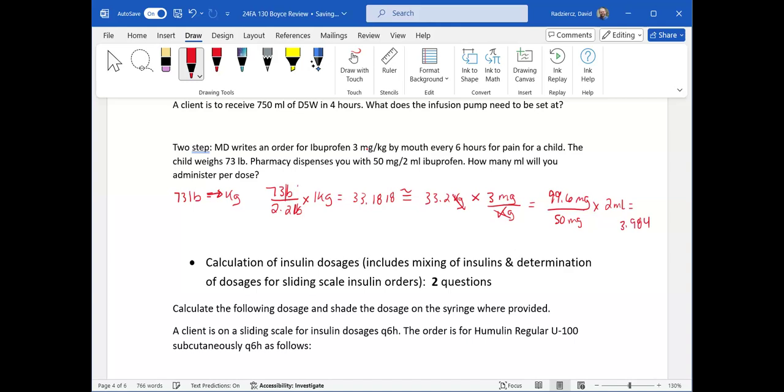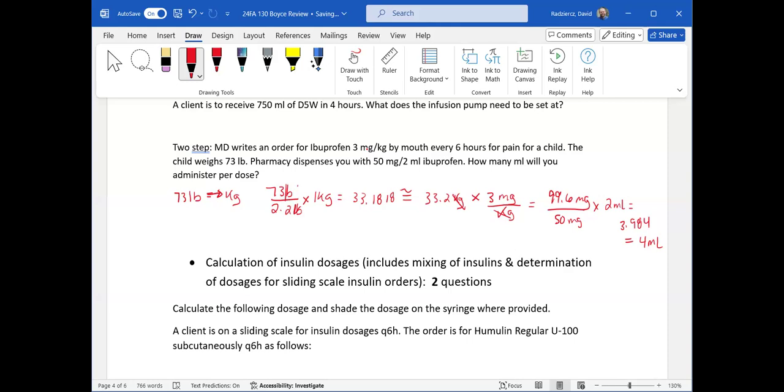You're actually going to give 4 milliliters, because if that is 3.98, it's 4. So you would round that to 4. I know you were like, well, wouldn't I round that to the nearest tenth? Well, you can, but 8 rounds 9 up to the next number, which is going to give you 4.